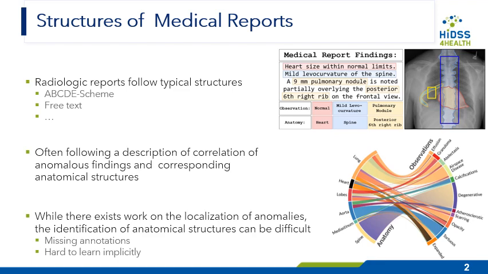There exist several methods for the localization of anomalies, for example through weakly supervised learning. However, the identification of anatomical structures is rather difficult, as these annotations do not exist yet and are hard to create. Recent work states that fine-grained anatomical segmentations for chest X-rays can take up to 3 hours. And due to anatomical structures being always visible in nearly all existing images, it is hard to learn them implicitly.